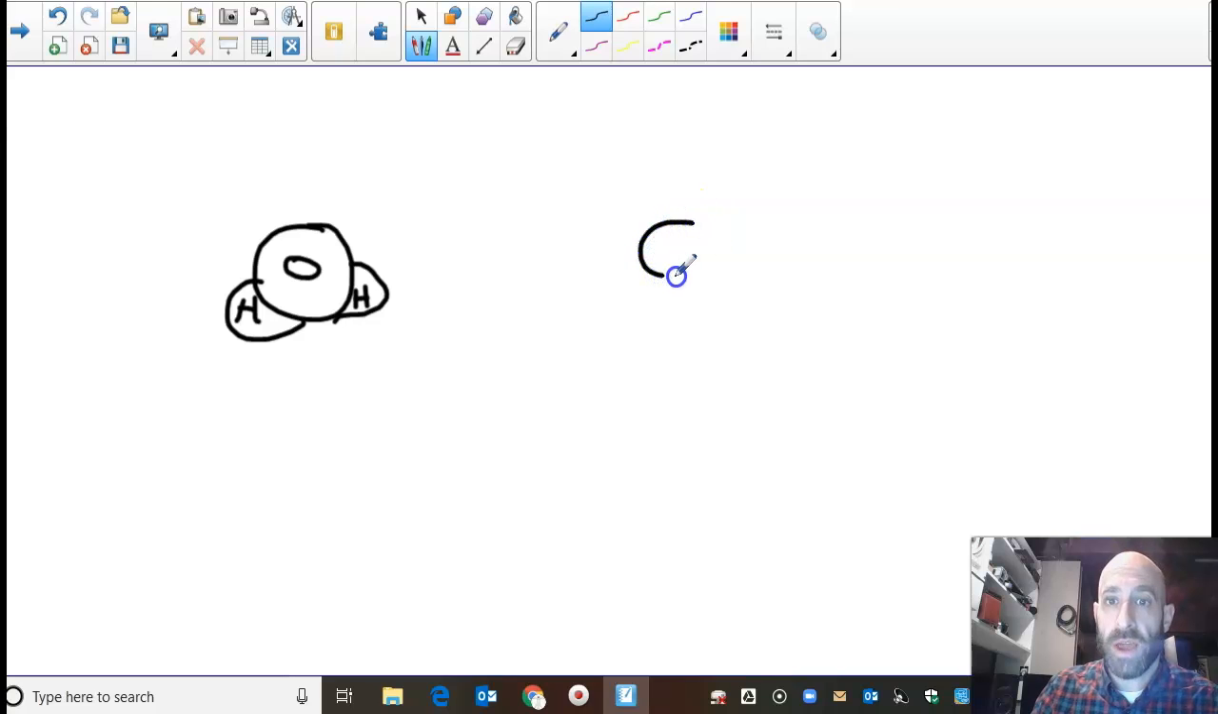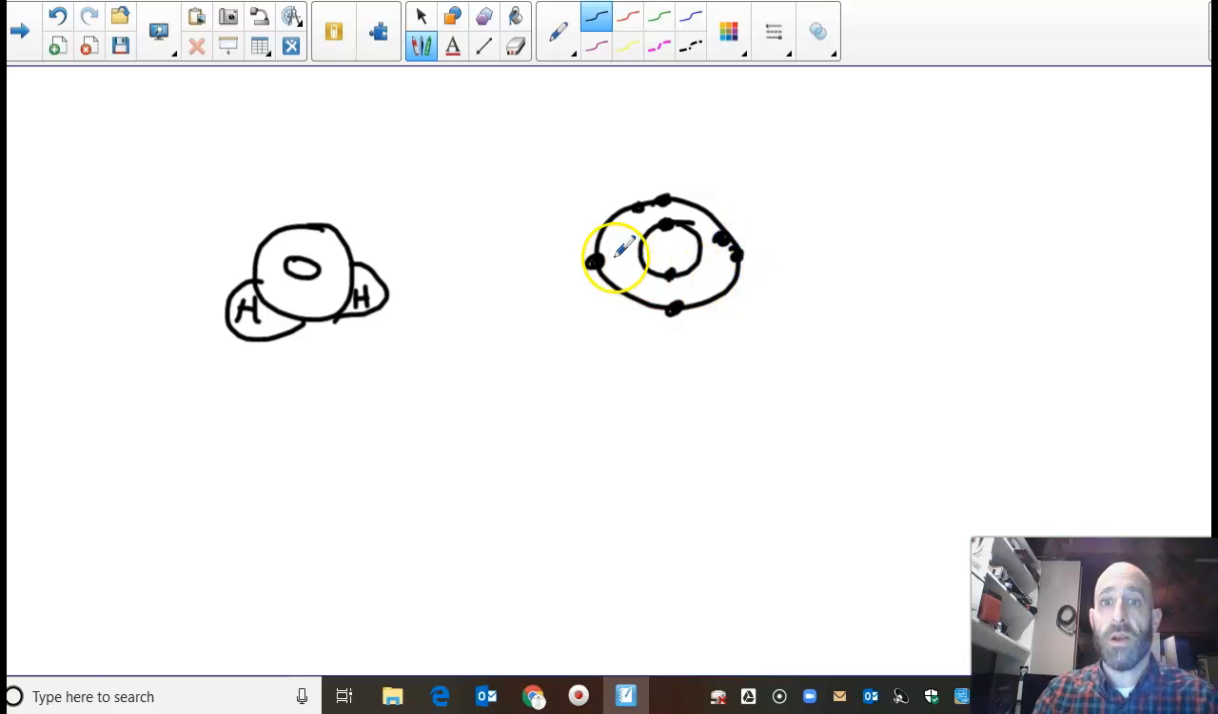So in its first ring, it's going to have 2. Right, we have 1, 2. And in its second ring, it's going to have 6: 1, 2, 3, 4, 5, and 6, right? So we got 6 here. This is unhappy because it's missing 2, right? It needs 2 electrons to be happy.